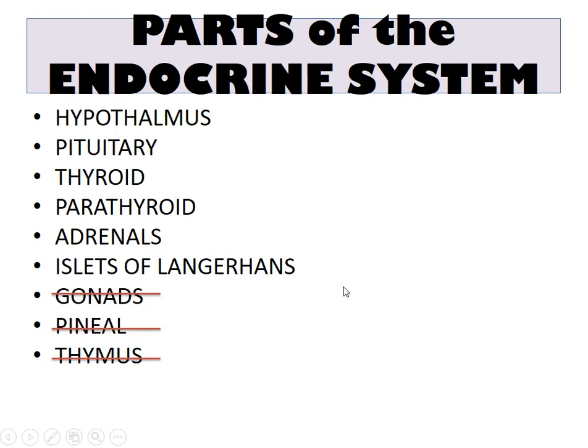So the different parts of the endocrine system that we will focus on are the hypothalamus, which I would call the boss of the endocrine system, the pituitary gland, the thyroid, the parathyroids, the adrenals, and the islets of Langerhans. And the other three, the gonads, the pineal, and the thymus, you will not be responsible for for testing purposes.